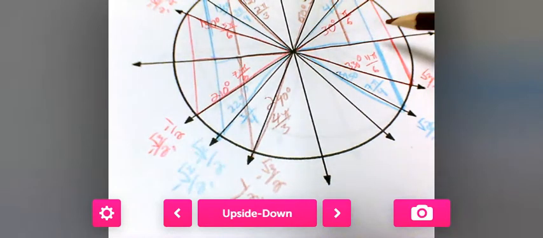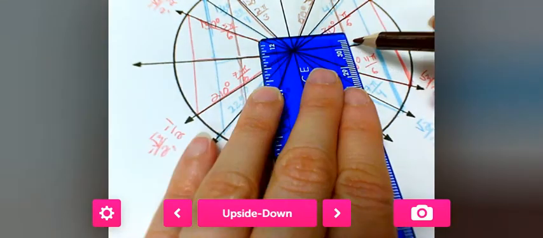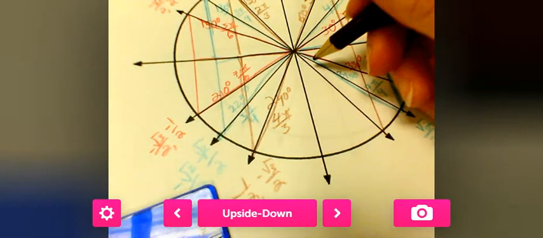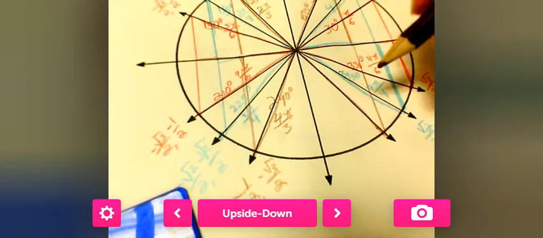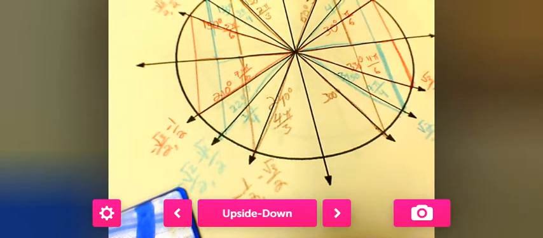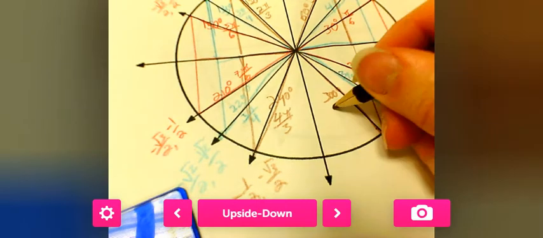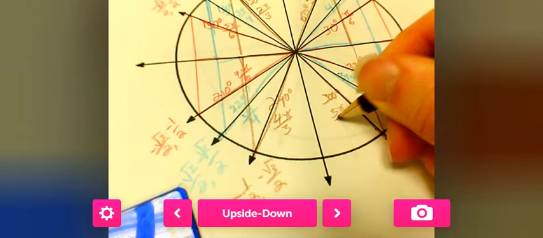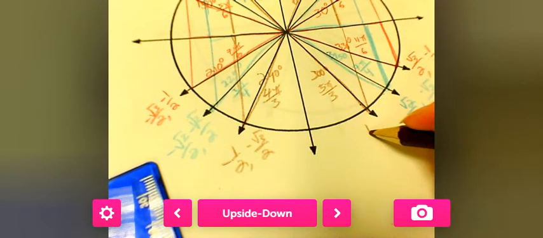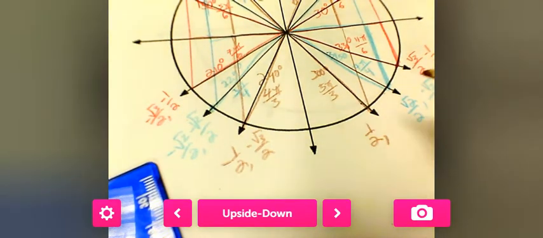Okay? So again, I'm going to draw this triangle in. This is 300 degrees. And it is 5 pi over 3. And its points are 1/2, negative square root 3 over 2.